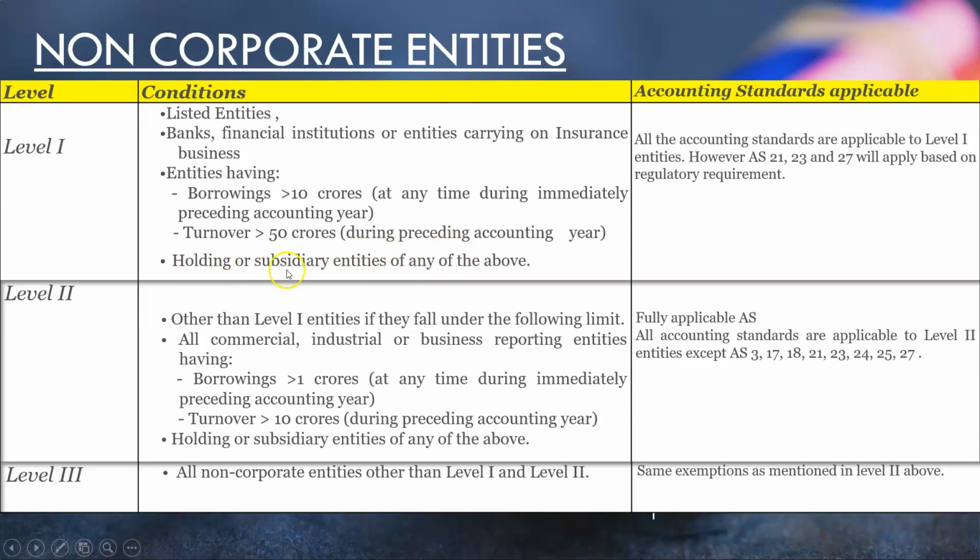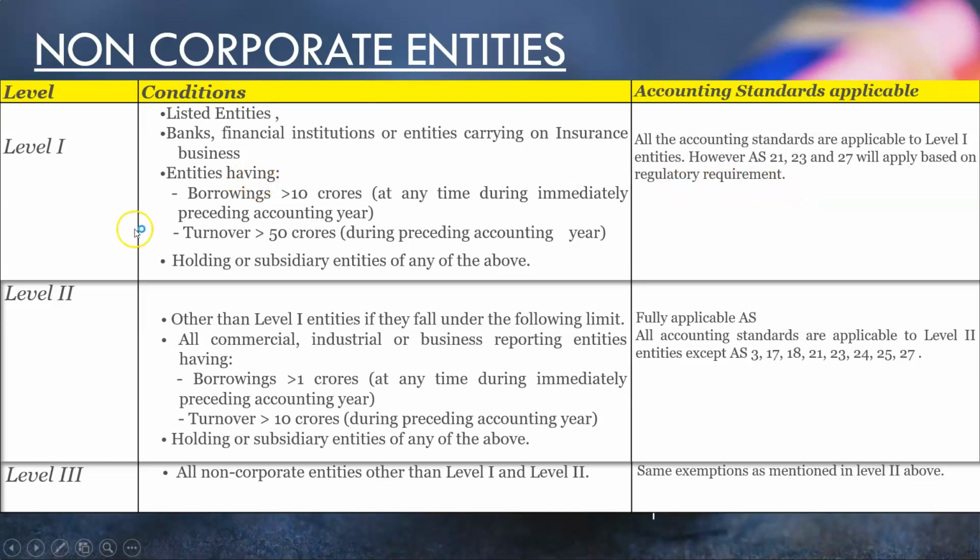Let us not get into that point. It simply means that you are being controlled or you are controlling an entity that is listed over here. If you are following this principle and satisfying these conditions, then you are a level 1 non-corporate entity, and at that time all the accounting standards are applicable to you. However, AS 21, 23 and 27 will apply based on the regulatory requirement. So all of them will be applicable except few according to the requirement.